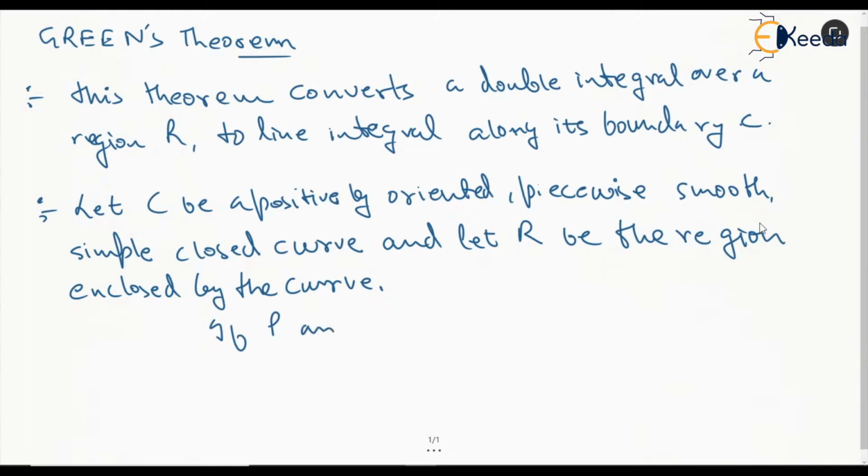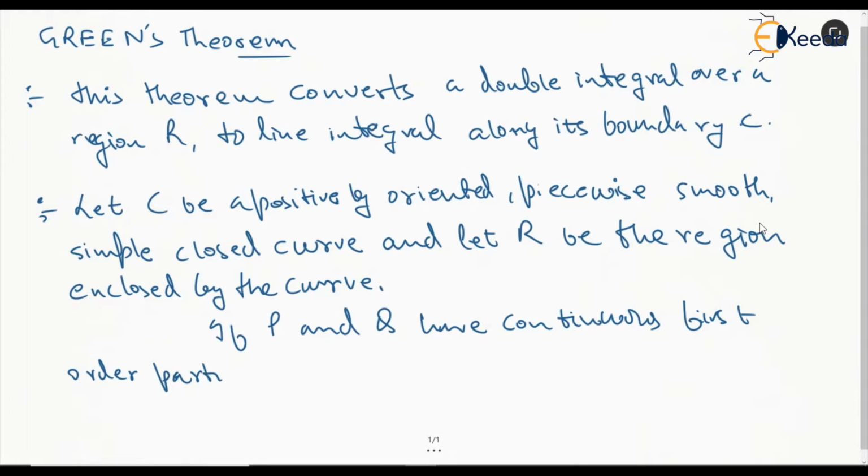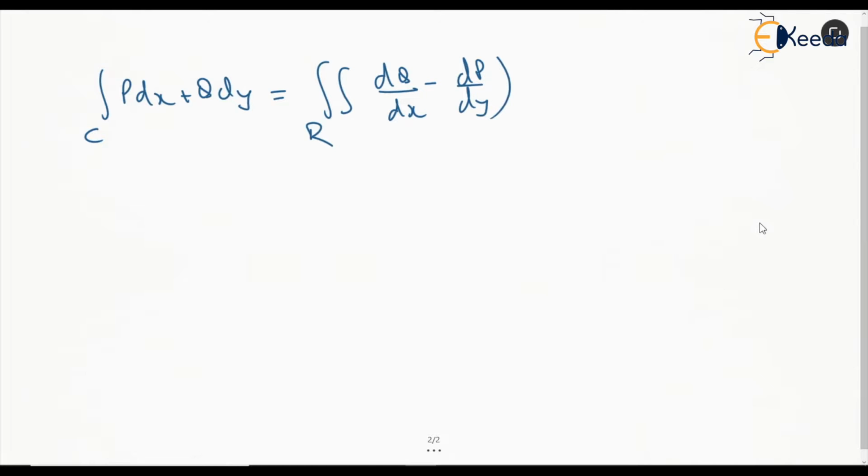And if P and Q have continuous first order partial derivatives on the region R, then the integral of P dx plus Q dy for this curve C will be given as the double integral for the region R of dQ by dx minus dP by dy dA, right? So we'll get back to every term we have discussed here.